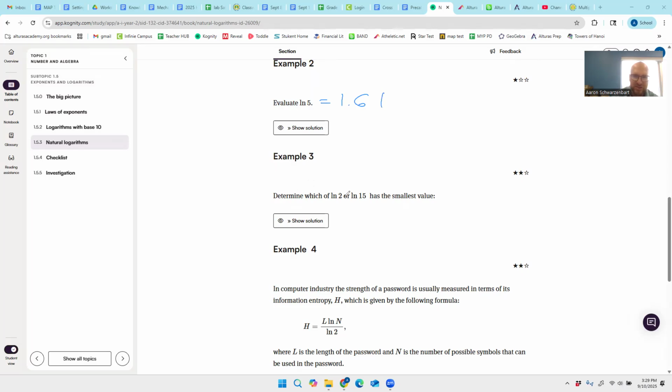Example 3, determine which of ln 2 or ln 15 has the smallest value. Well, that's ln 2. A natural log and all logarithms have a graph that is the inverse of an exponential. This key point here is (1, 0). There's another point that the natural log is going to go through: (e, 1). All logarithms go to the point (1, 0), and whatever the base of the logarithm is, with the natural log, it's (e, 1). Okay? And then they have a vertical asymptote on the y-axis, or at x equals 0.